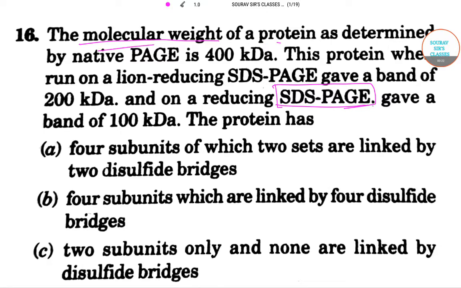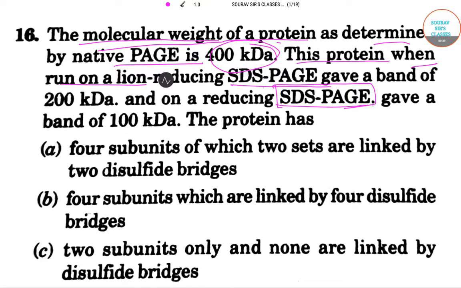The molecular weight of a protein as determined by native PAGE is 400 kilodalton. This protein, when run on a non-reducing SDS PAGE, gave a band of 200 kilodalton, and on reducing SDS PAGE gave a band of 100 kilodalton. The protein has which of the following?